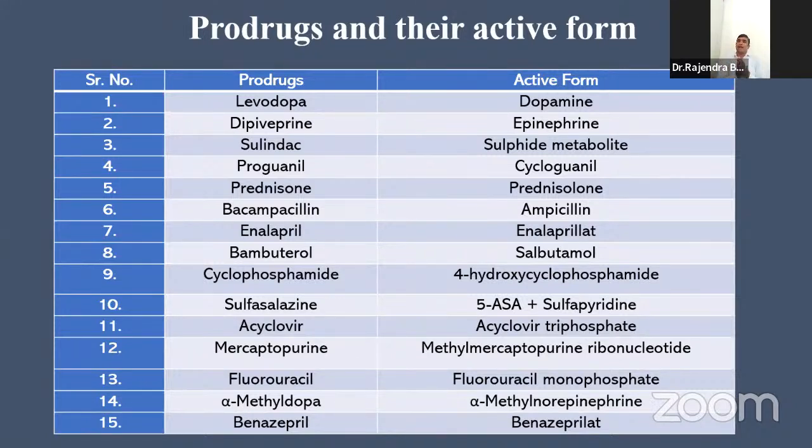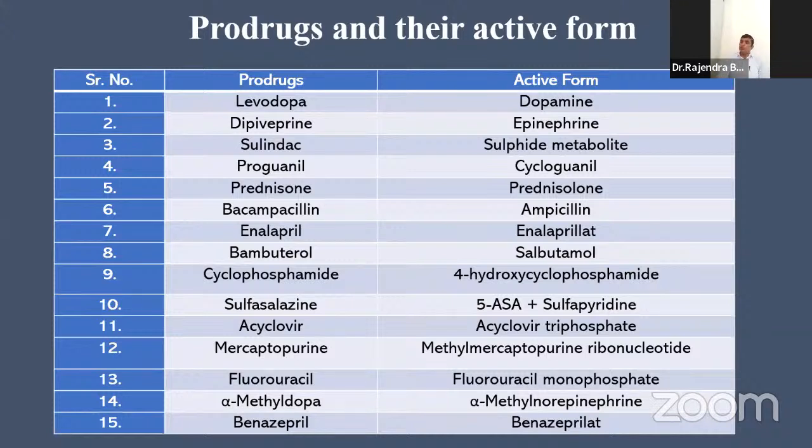Next is sulfasalazine. So this is a well-known drug. Sulfasalazine in the presence of azo reductase. If you see the structure of sulfasalazine, benzene, then OH, N double bond N, that's why the enzyme is azo reductase. So reduction takes place, and sulfasalazine in the presence of azo reductase gives 5-ASA. What is 5-ASA? 5-ASA is nothing but 5-aminosalicylic acid, which is also called mesalamine, and the next is sulfapyridine. So sulfasalazine gives 5-aminosalicylic acid plus sulfapyridine. These are the active forms.